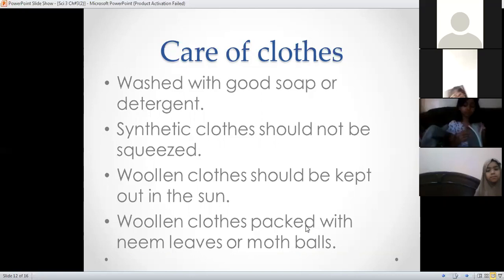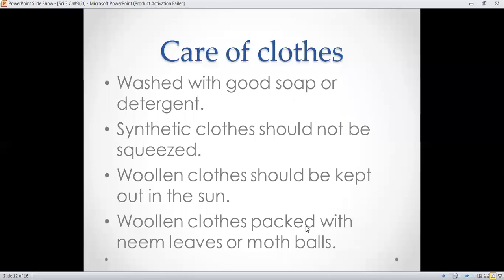Washed clothes should be rinsed properly to remove the soap. Rinsing means to dip into water to remove the soap or detergent from it. When we wash our clothes with soap or detergent, the soap and detergent will definitely enter the clothes. So we should rinse, meaning add more water, to remove the soap and detergent from the cloth. Synthetic clothes should not be squeezed. Why should they not be squeezed?